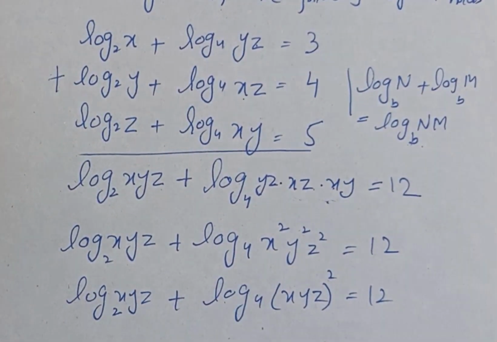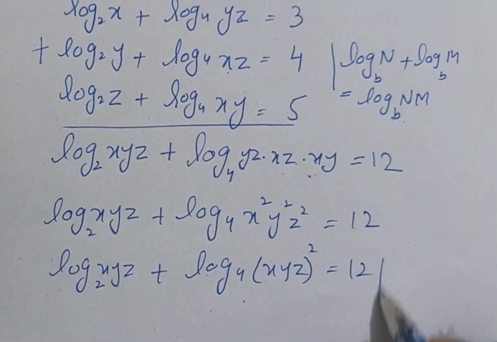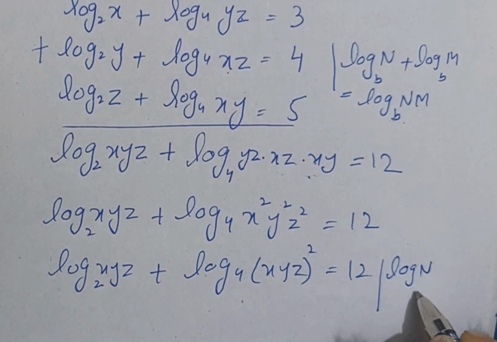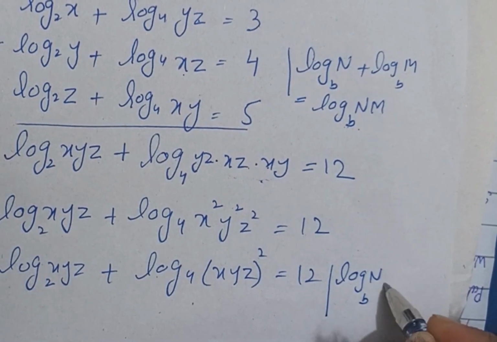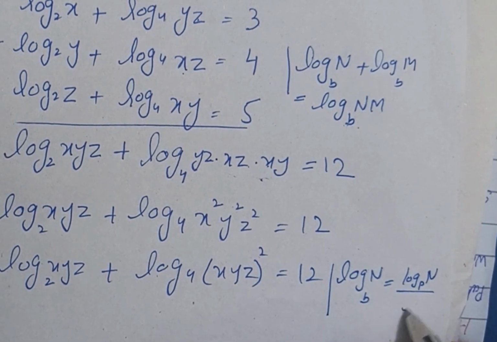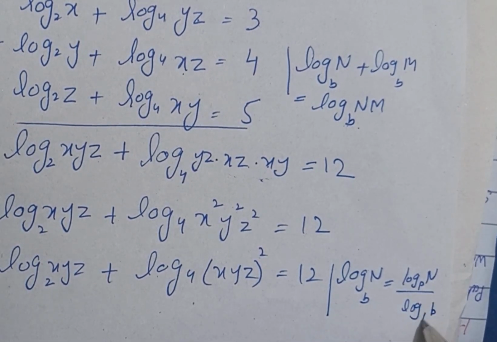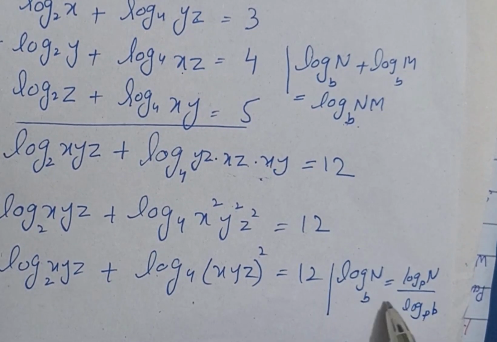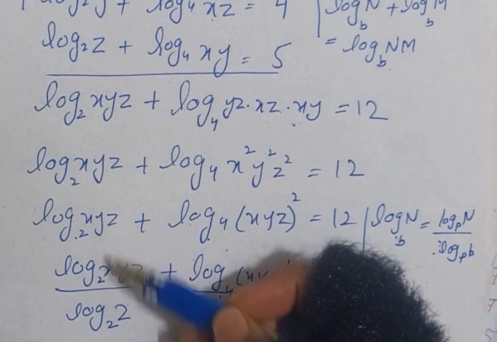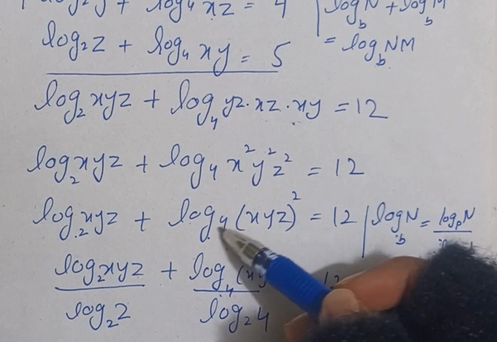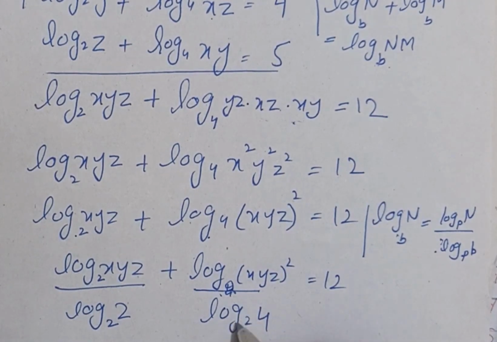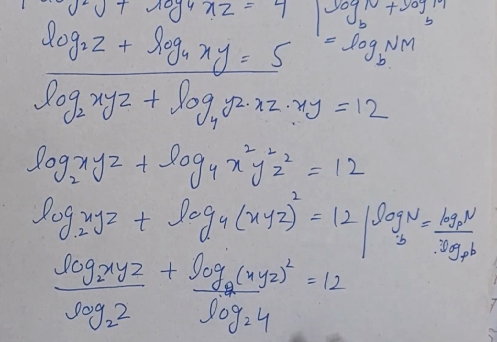We copy the first term, which is log xyz with base 2. In the next step, we use a log property. First of all, recall the property: as we know, log n with base b is equal to log n with base p divided by log b with base p. This property is also called the change of base property. So we apply this property in the first and second term. Divide this by log 2 with base 2, and we can write this as log of the product xyz whole square with base 2 over log 4 with base 2, equal to 12.